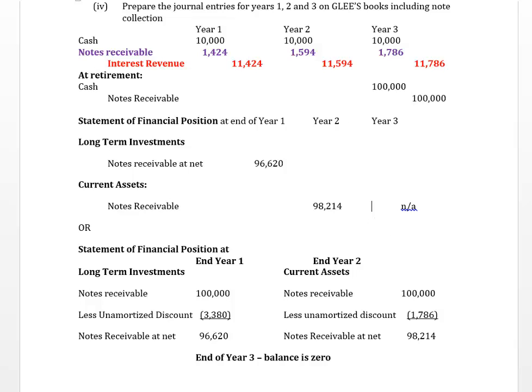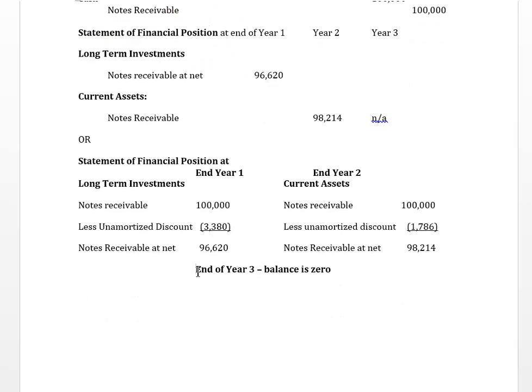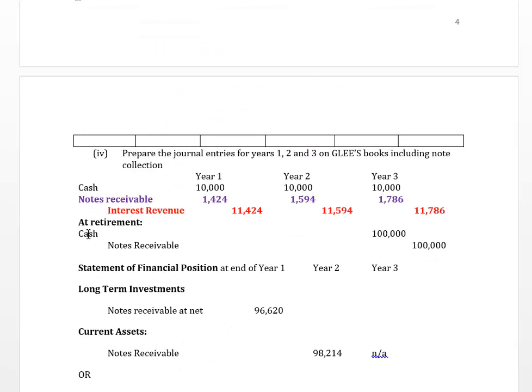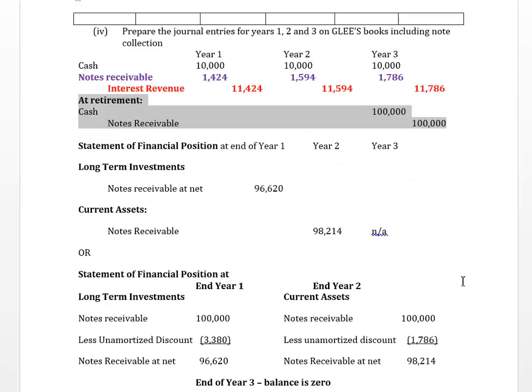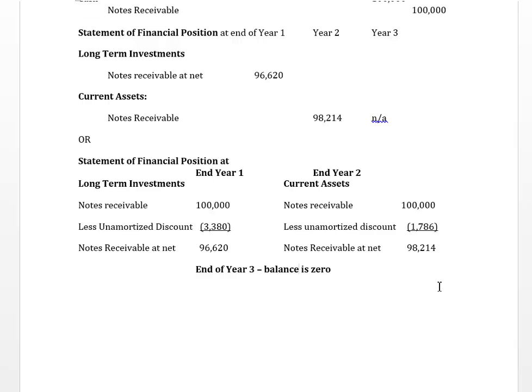And again, you'll see here that we don't have a statement of financial position prepared in year 3 because we would be assuming that at retirement, SAD would have paid Glee and the note would no longer be on Glee's books. So we would no longer have any balance in the note receivable account. So this concludes part 2 of your video on notes receivable.